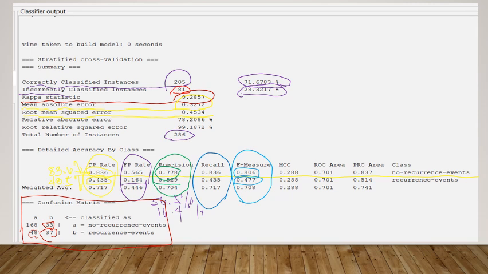The model shows better performance in identifying no recurrence events but struggles with recurrence events, as reflected in the low recall, precision, and F measure for the class. The relatively high error rate and the low kappa statistic indicate that there is room for improvement in the model's predictive accuracy.